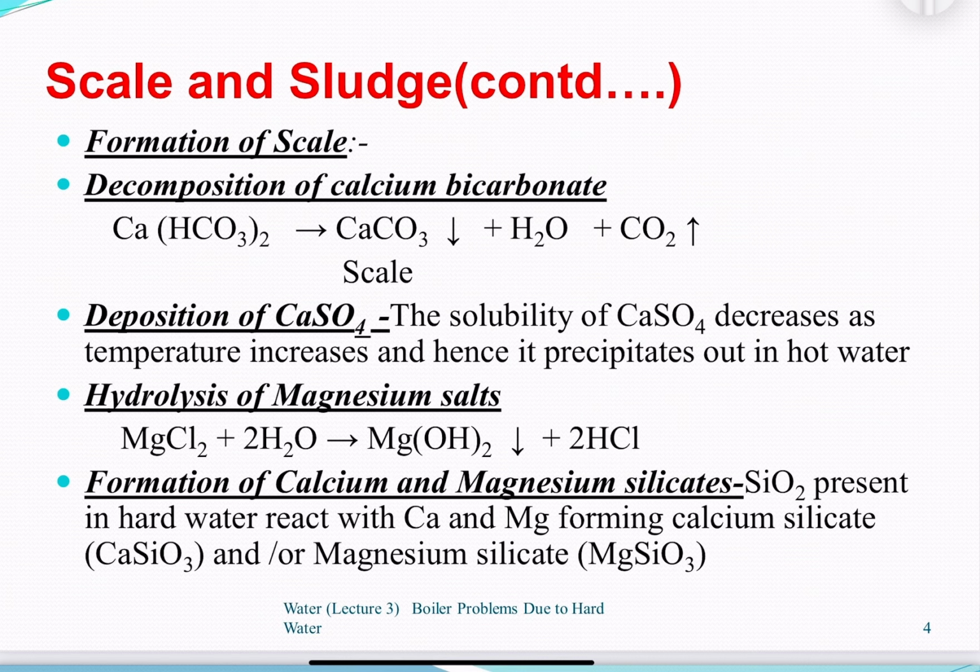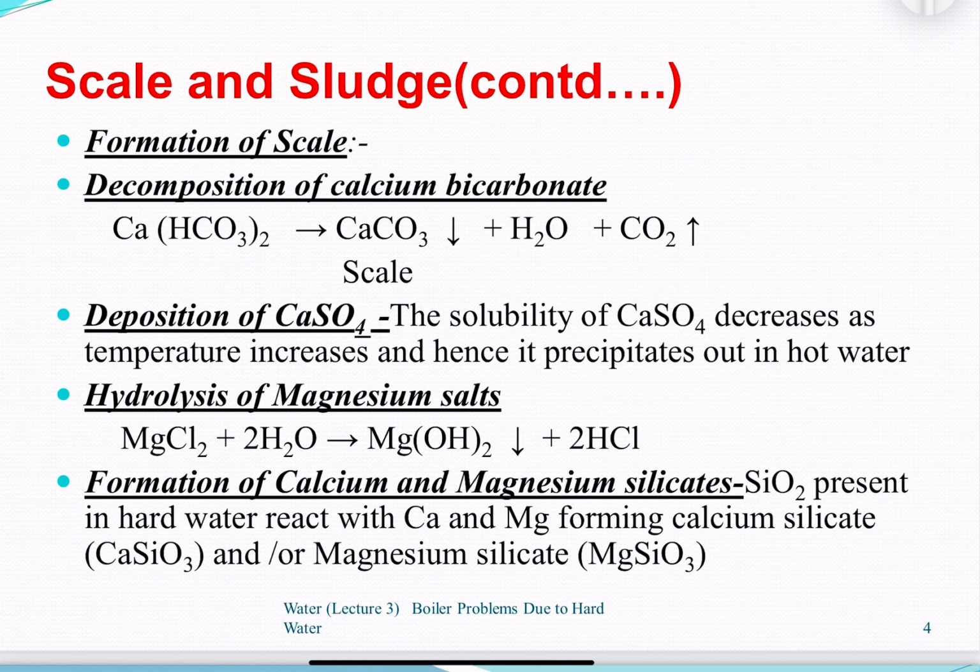Second is deposition of calcium sulfate. This is very important because calcium sulfate is soluble in cold water and as the water temperature increases, the solubility of calcium sulfate decreases. Now in case of boilers, the temperature is very high. So calcium sulfate, which was originally soluble in cold water, precipitates out when the temperature increases. So calcium sulfate scales are formed. Now remember one thing, calcium sulfate scales are the worst kind of scales because they are very hard scales.